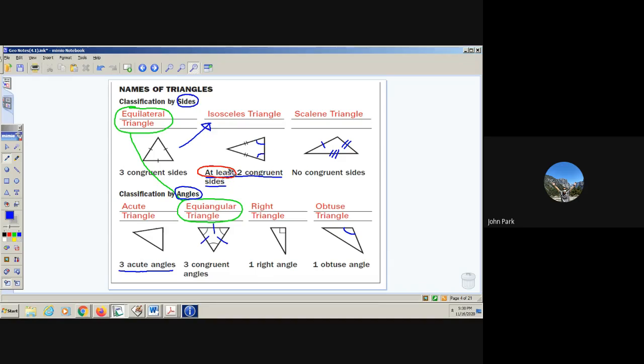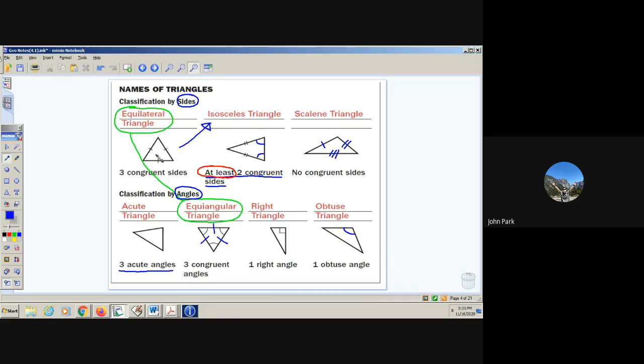Now, because it says at least two congruent sides, so this is isosceles. However, the equilateral triangle can also be called an isosceles triangle because this one has three sides that are congruent. Well, three sides means that at least two of them are also congruent. So this equilateral triangle can also be called an isosceles triangle. So all equilateral triangles can also be called isosceles triangles because at least two of them are congruent.